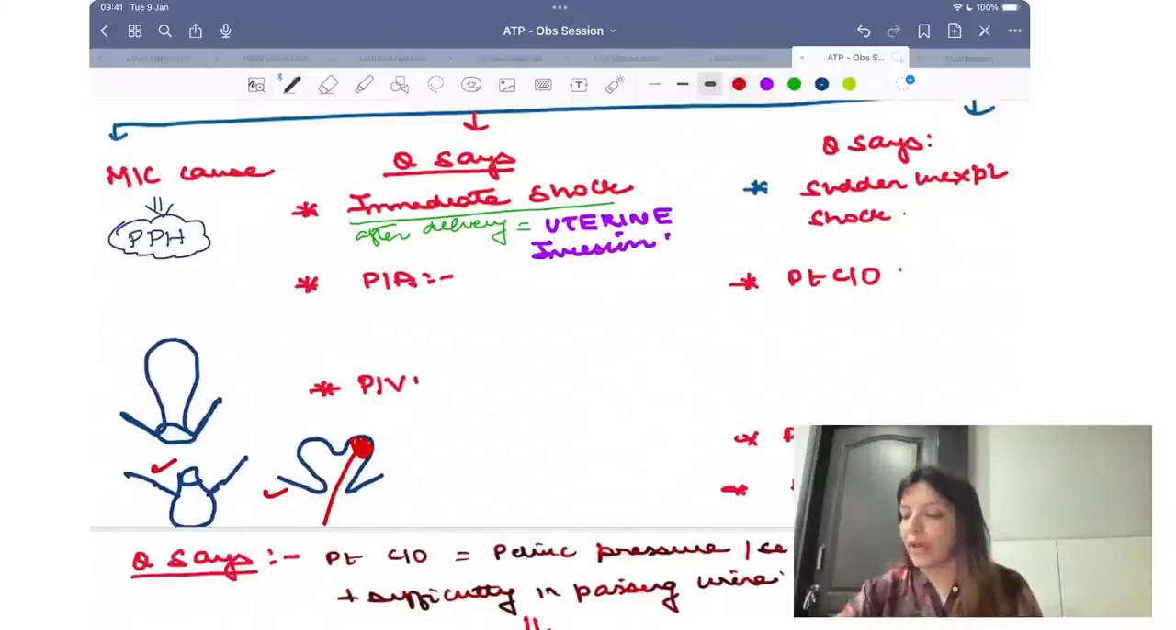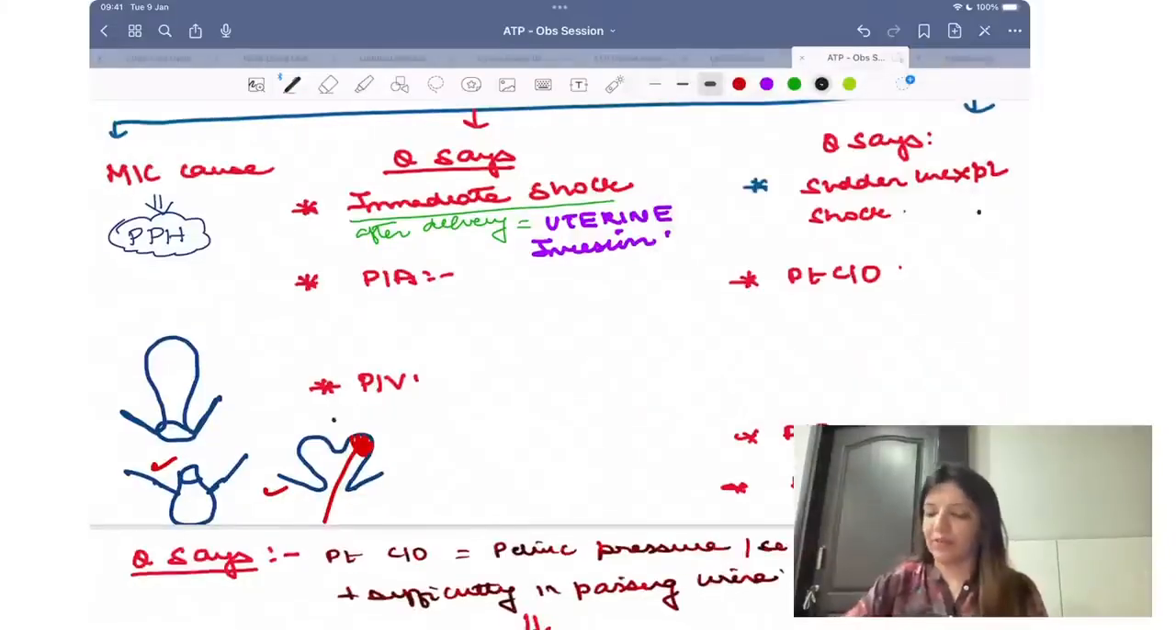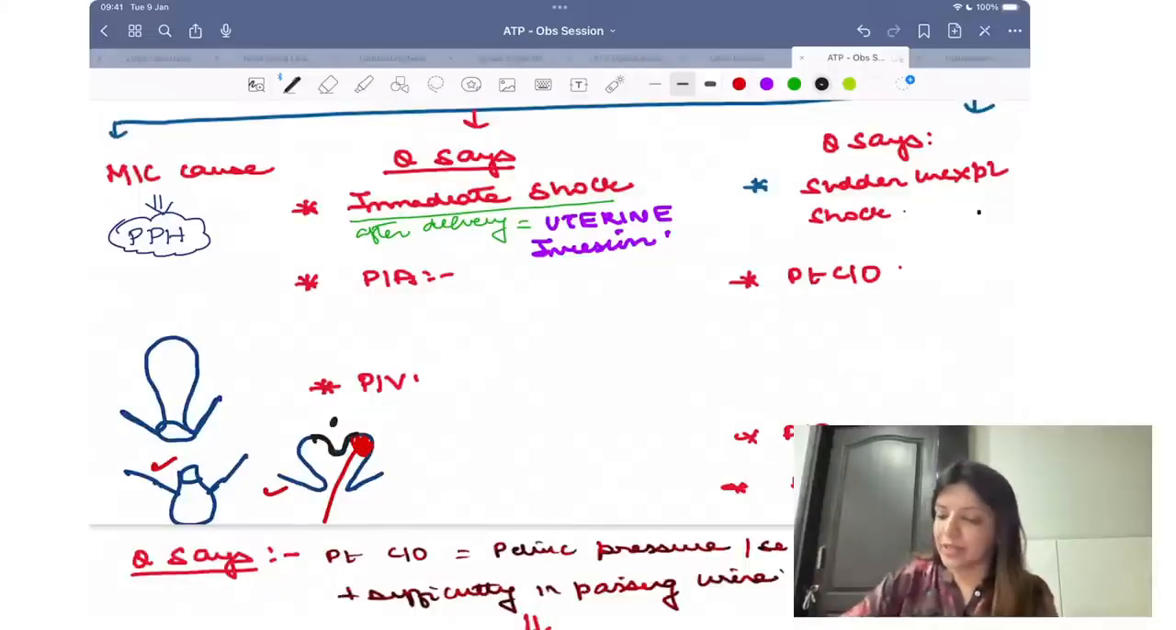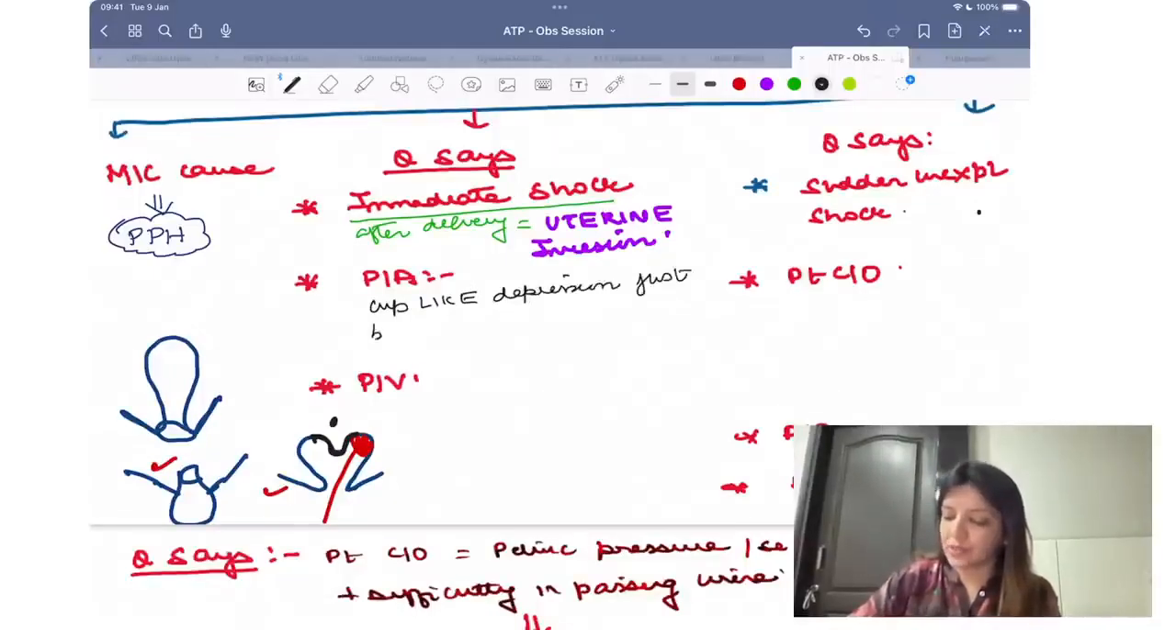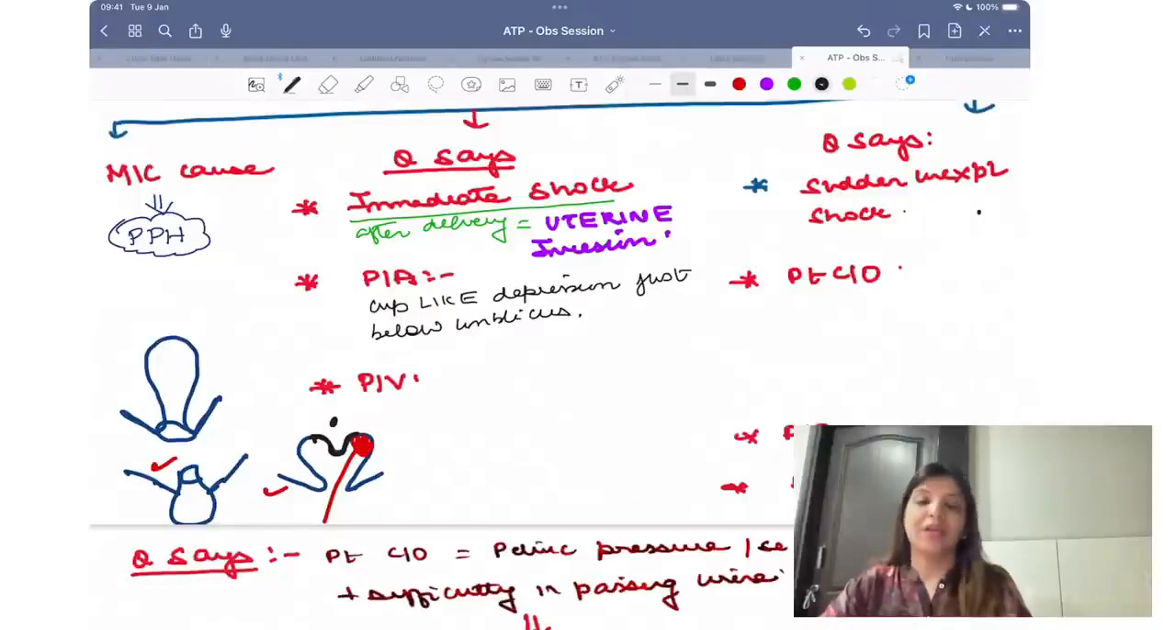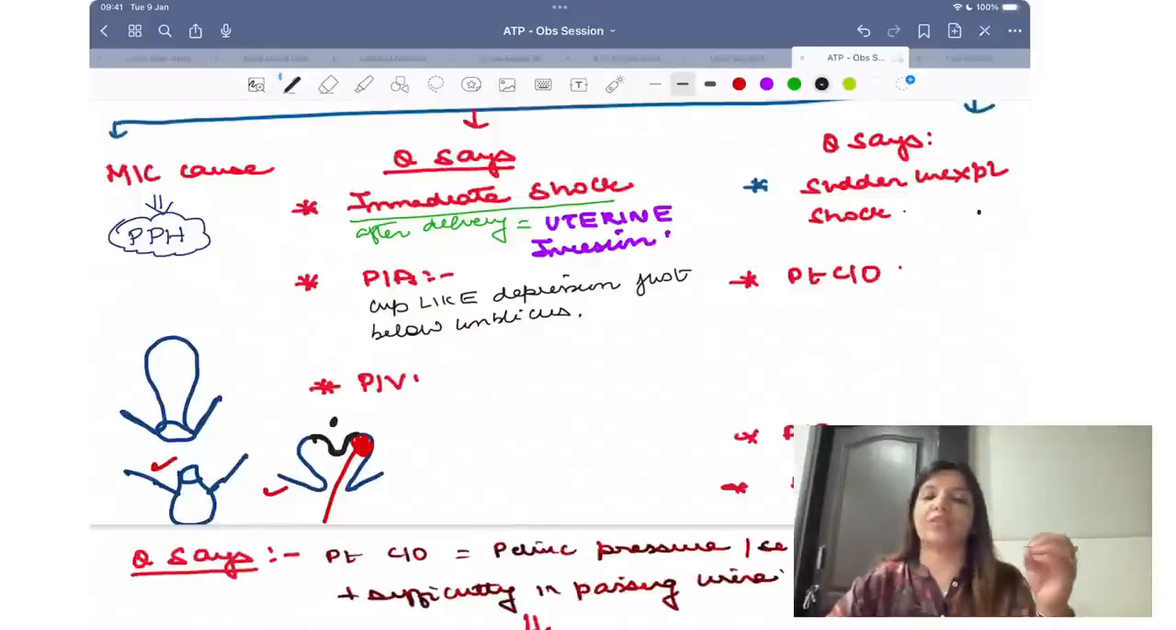Now, all of you know, where is the uterus present immediately after delivery? Uterus is present immediately after delivery just below the level of the umbilicus. So whenever there is uterine inversion and I do a per abdominal examination, I am going to get a cup-like depression just below the umbilicus. Uterine inversion never happens on its own. It is due to mismanaged third stage of labor.